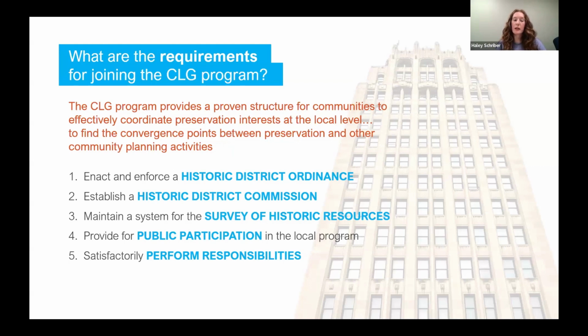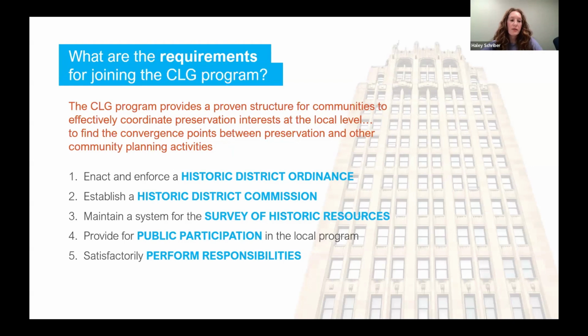So we'd rather see a community commit to surveying, let's say, 5 properties a year instead of trying to do a whole district in one. So it's just setting yourself up for success instead of being disappointed a year later. Number 4 is to provide for public participation in the local program. This is meeting the Open Meetings Act and allows for community participation in preservation priorities and goal setting. So you want your community to really buy into these initiatives and have their support.